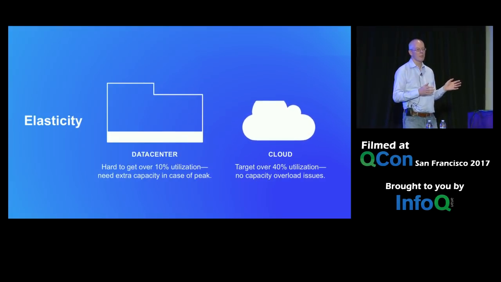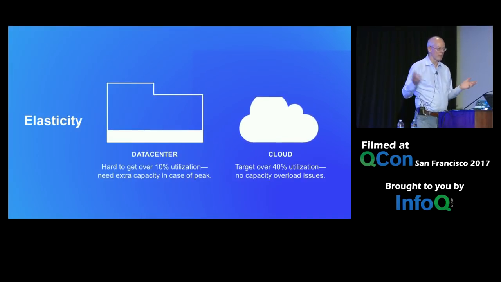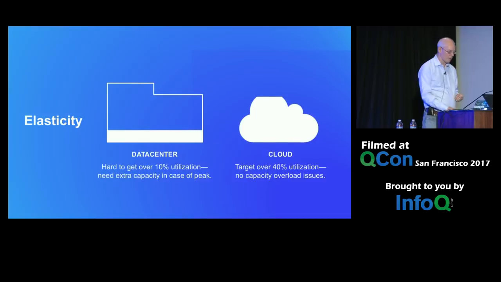You'd need 4,000 machines in the data center to do the same workload. That's the 4-to-1 because you're running these machines 40% busy, these machines 10% busy. That's the same capacity, right? Except the cloud, if you need 10,000 machines, you can go get them.